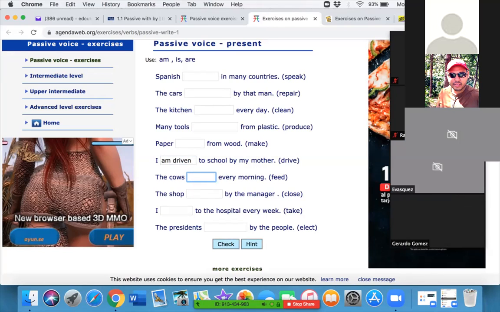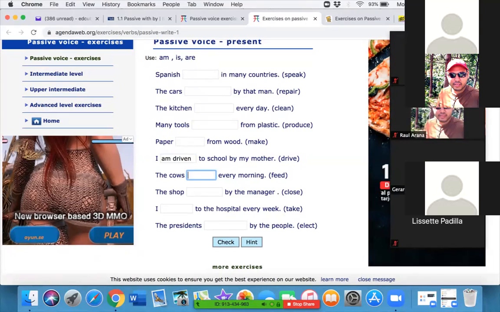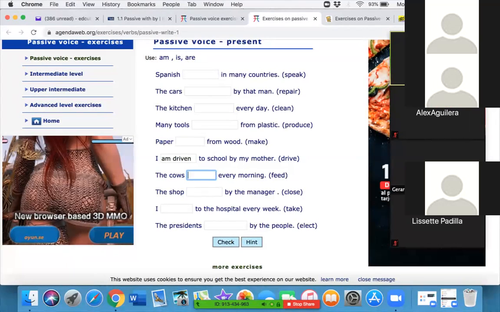What is the answer, Gerardo? The cows? Are. Do you need some help, Gerardo? No problem. Don't worry, it happens. It's the first day, we all have technical problems. No worry. Can somebody please help Gerardo with the correct answer? The cows are fed every morning. Very good, Jose. How do you spell the word fed? F-E-D. That's correct. The cows are fed every morning.